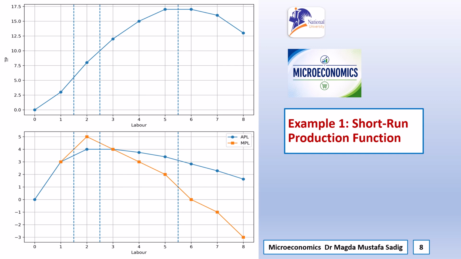This is the first stage. We can use a lighter color, maybe green. So this is the first stage. I don't know why the pen is not working. So this is the first stage here, up to here.